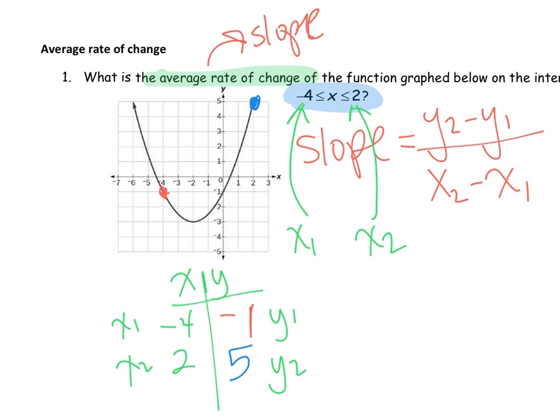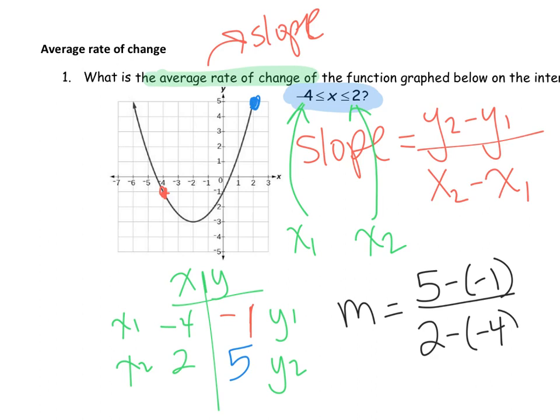Now this is a piece of cake. So slope is going to equal y2 minus y1. So 5 minus -1. You need the parentheses. All over 2 minus -4. When I put this in the calculator, which you should be doing, you get 6 divided by 6, which is just 1. So the average rate of change, or the slope, is equal to 1.